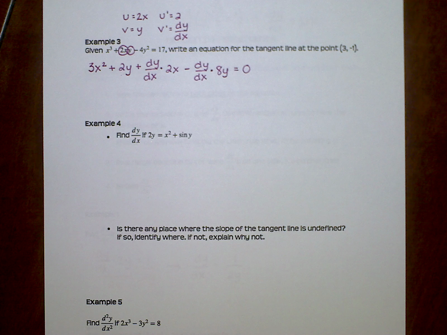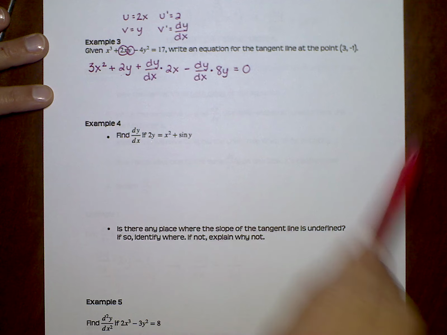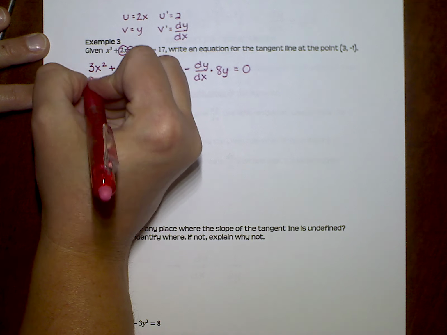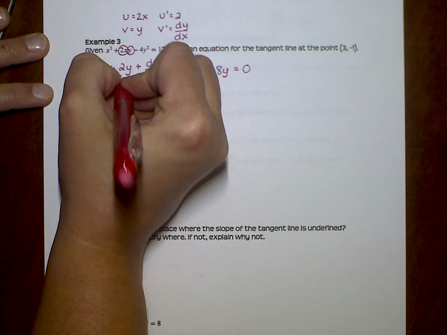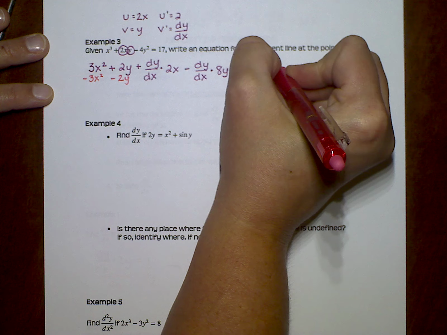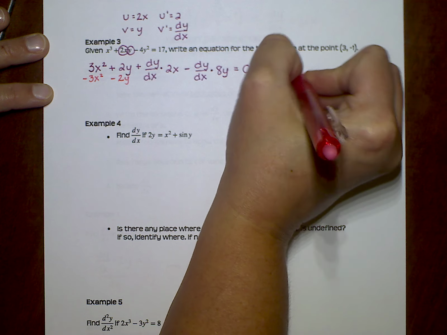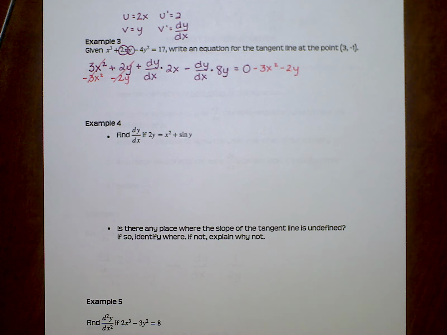So what I'm going to do first is just kind of divide this thing into teams. There's going to be team dy/dx and team no dy/dx. So I want to get everything that doesn't have a dy/dx moved to the other side. So I'm going to subtract, and subtract, and subtract, and subtract. Okay, gone, gone.